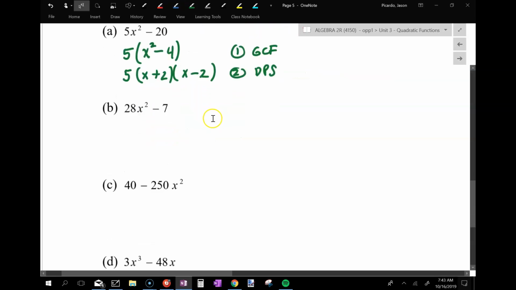All right, how about in B? Can 28 be the GCF? No good. Can x squared be the GCF? No good. Can 7? Yes. Why? Because it goes into 28. All right, so 7. Take a second and write down what you think that next term is.